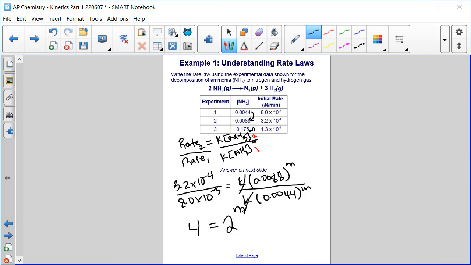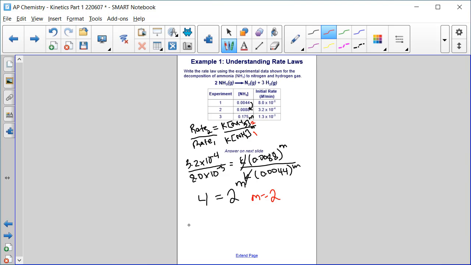So 2 to what power is equal to 4? m here is equal to 2. So we now know that it is second order with respect to this reactant. So the rate law is rate equals k times the concentration of NH3 squared. There's the rate law. The answer is on the next couple of slides, and I'll review it with you, but this is an overall look at how you can solve these things quantitatively with the data that's given.